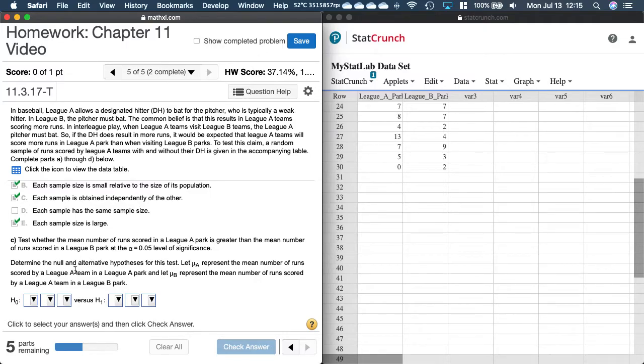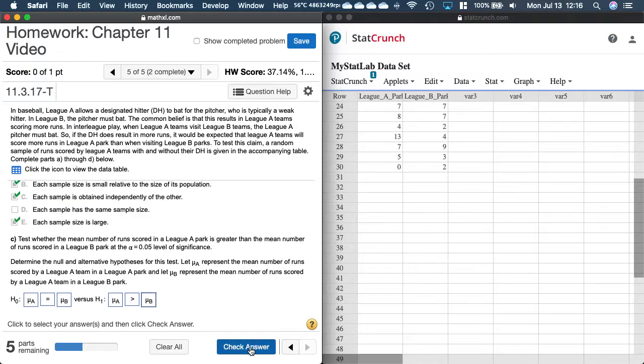So we want to determine the null hypothesis. Well, the null hypothesis is on the mean, and it's always in the form mu sub A equals mu sub B. So make sure you choose the right parameters here. All right, but let's take a look. So determine that mu sub A. So we want to test whether the mean number of runs scored in League A is greater than League B. So here we'll go League A is greater than League B. I think that'll do it for us.